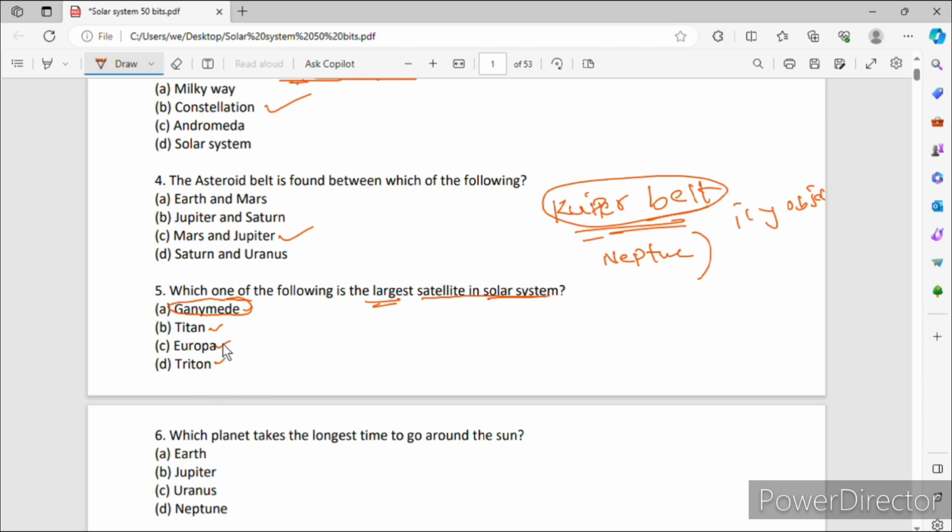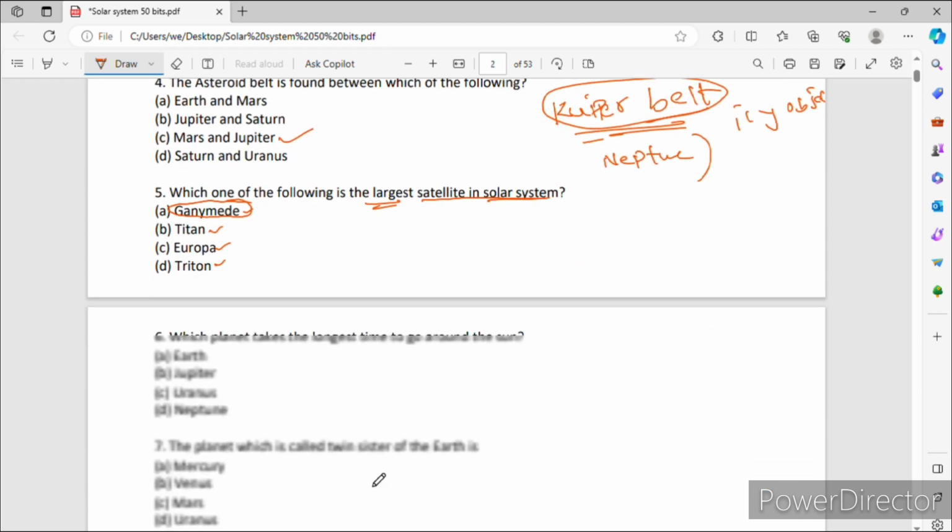Okay. And see the next question, which planet takes longest time to go around the sun? Go around the sun means it's the revolution of the planet. You see, revolution of a planet is longest for the planet which is farthest from the sun. So here the options, if you see, Earth, Jupiter, Uranus, Neptune. So Neptune is the farthest from the sun. So it takes the longest time to go around the sun.